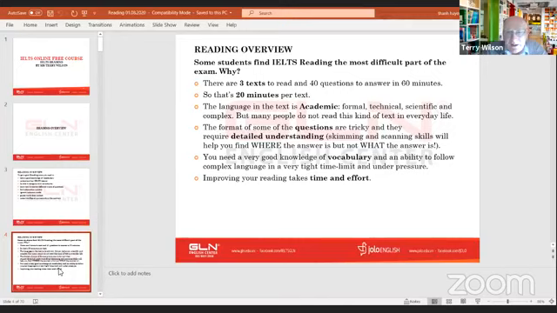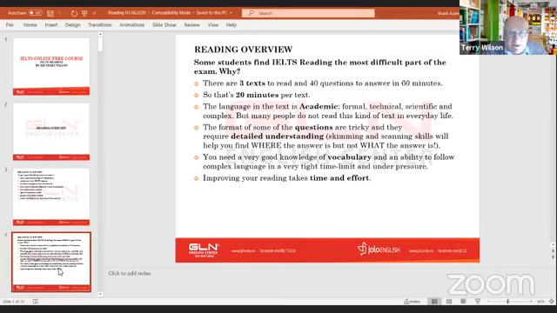What we call skimming and scanning skills will help you find where the answer is, but not what the answer actually is. You need a very good knowledge of vocabulary and an ability to follow complex language in a very tight time limit and under pressure. IELTS reading is a timed test.